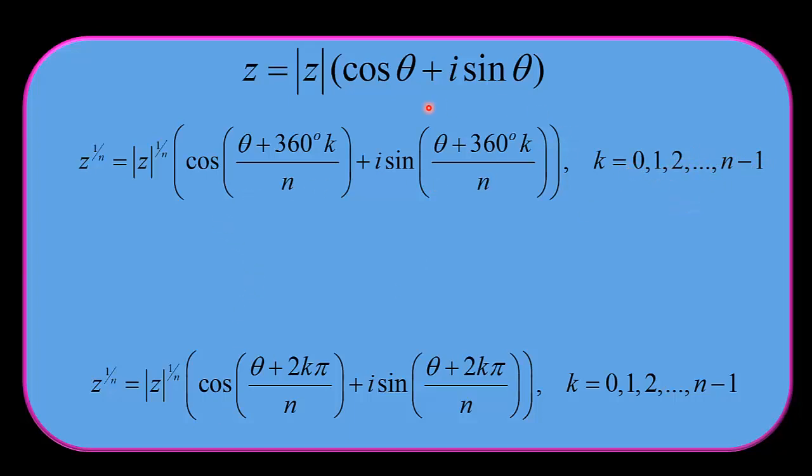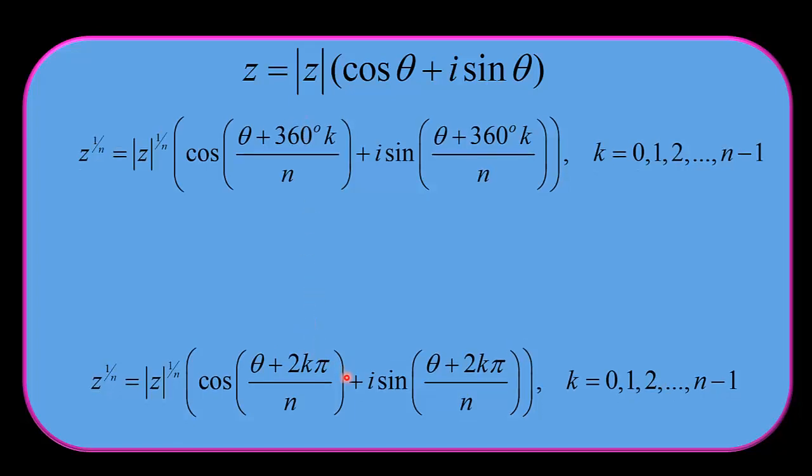Now this is if we're using degrees. If we're using radians, we would use this one. Instead of plus 360k, we would say plus 2k pi, because there are 360 degrees in a circle and there are 2 pi radians in a circle. So this is what we use. Now let's look at an example. Let's suppose that we've got this complex number and we want to find the fourth roots. 4 distinct complex numbers that have the property that when we raise them to the fourth power, we get z back. So first thing we need to do is convert to trig form.